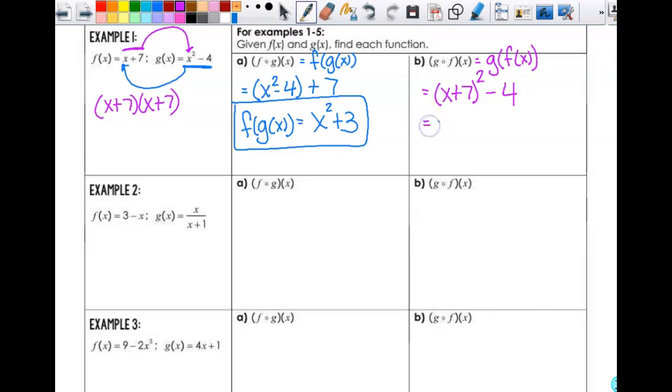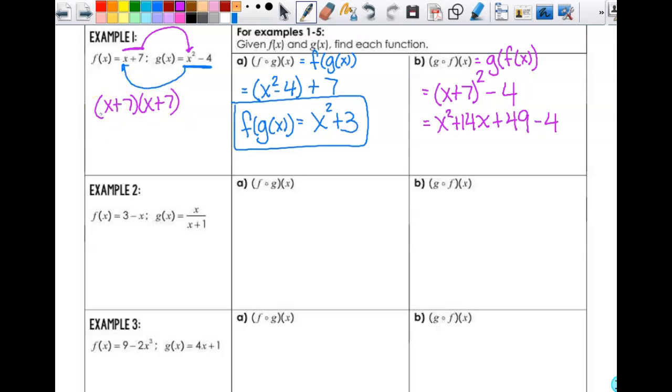If you're going to square a binomial, you square the first term, that's x squared. Then you multiply the two terms together, that's 7x, and you double it. You get plus 14x. And then you square the last term, and we get plus 49. And then minus 4 in the end, because that's had a minus 4 there. Make sense? If you need to FOIL it, or box method, or whatever you do to multiply them, that's fine too. But there are other ways to do it.